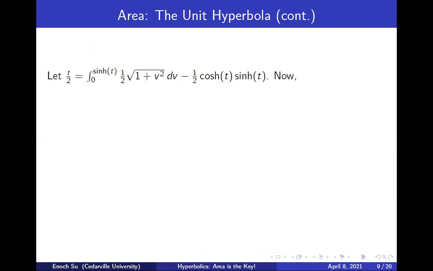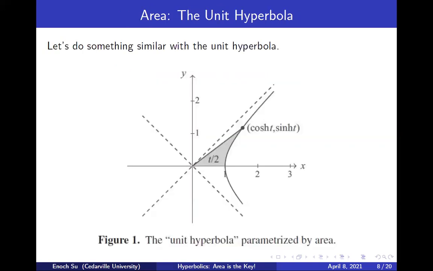So that is why we get the bounds of the integral to be what they are. Now this 1/2 times the square root of 1 plus v squared dv is a little bit intriguing. Where does that come from?